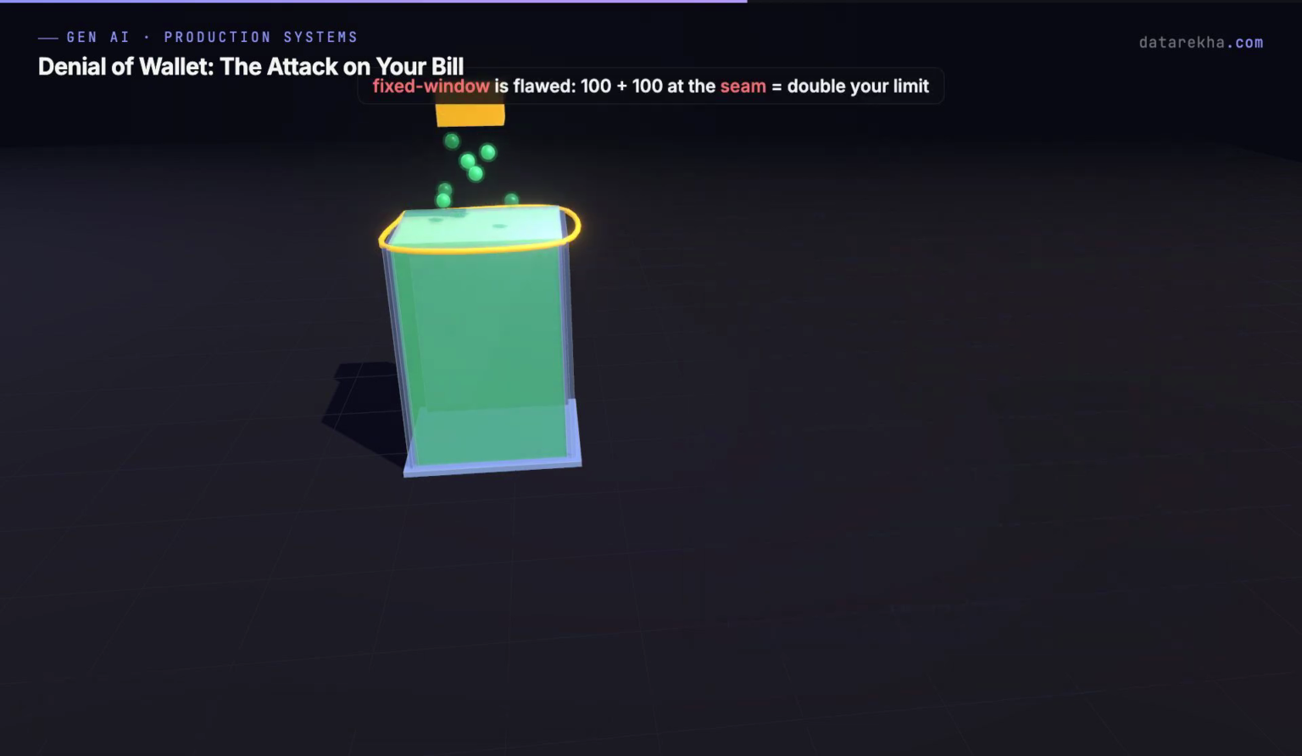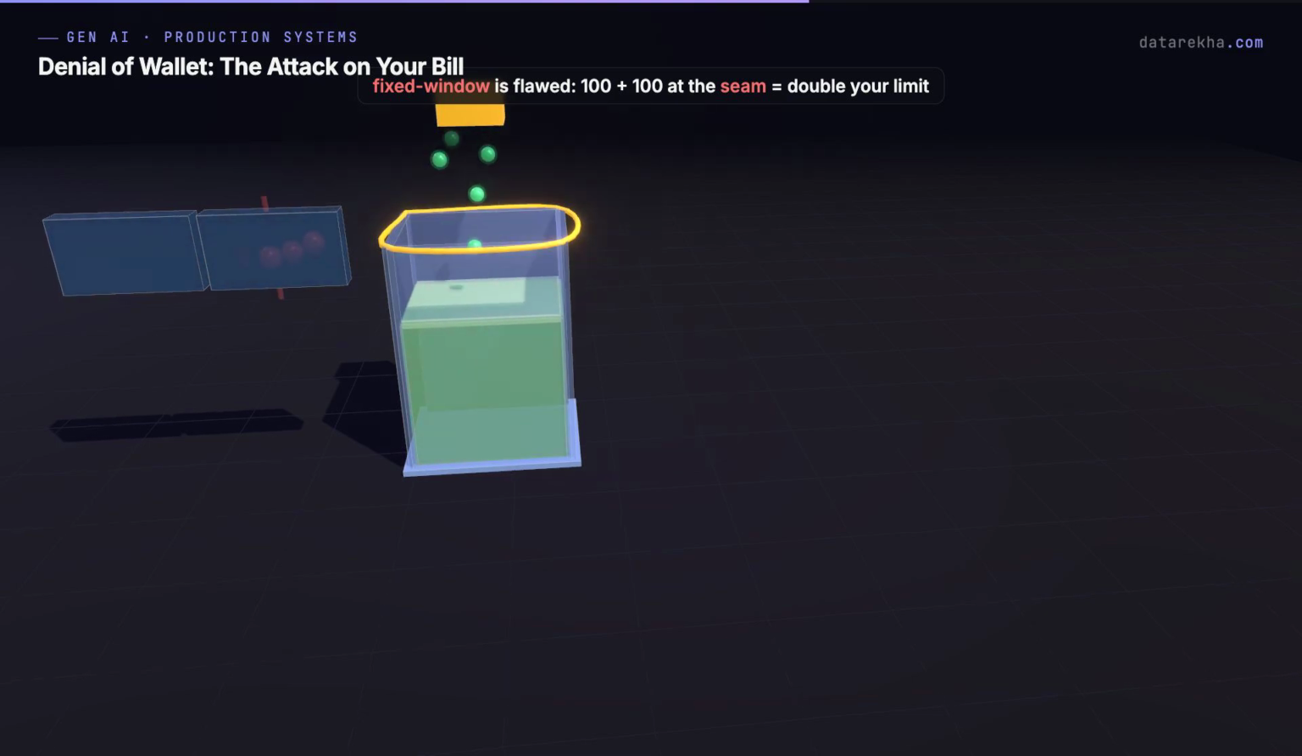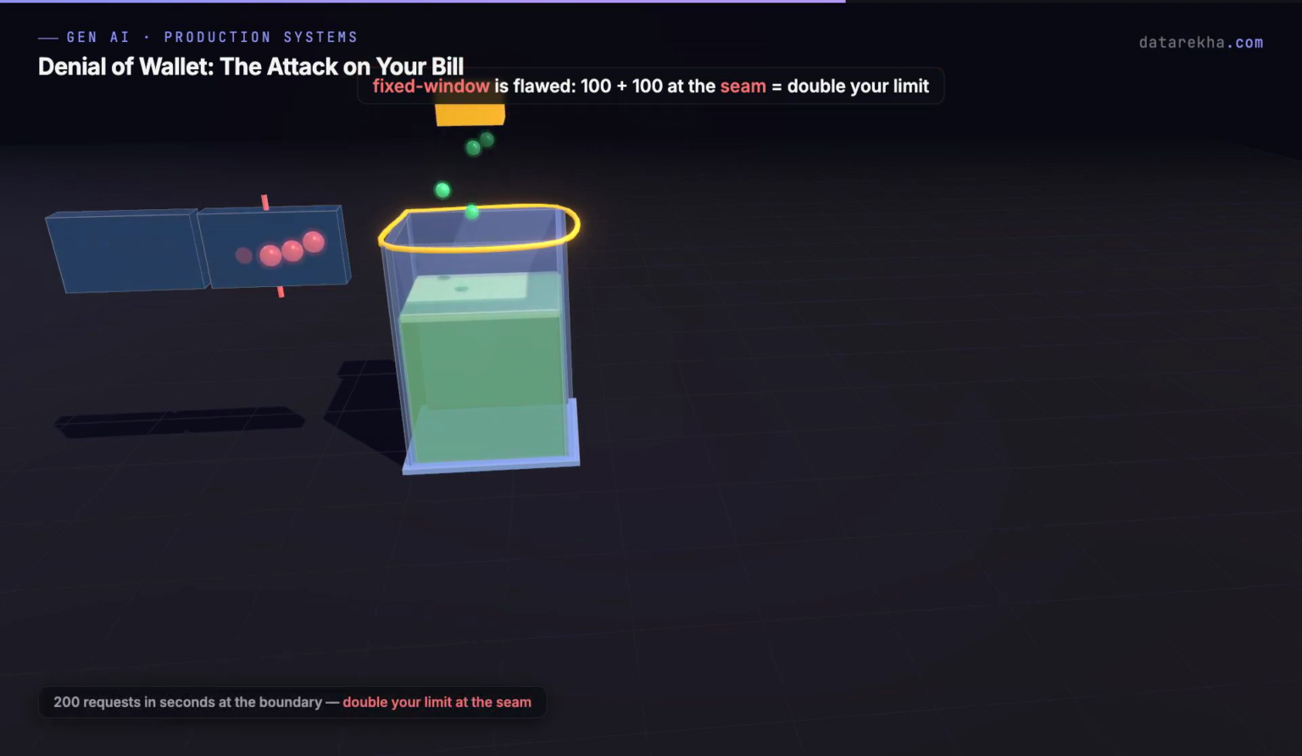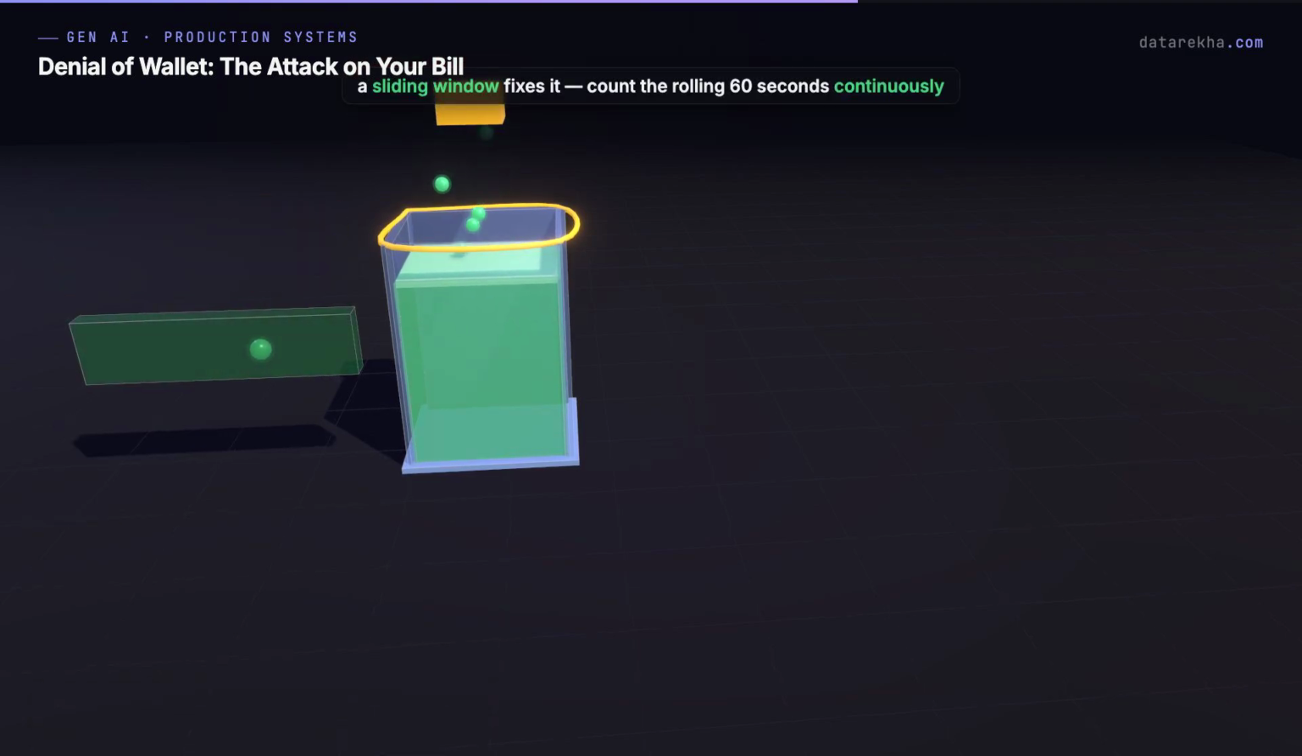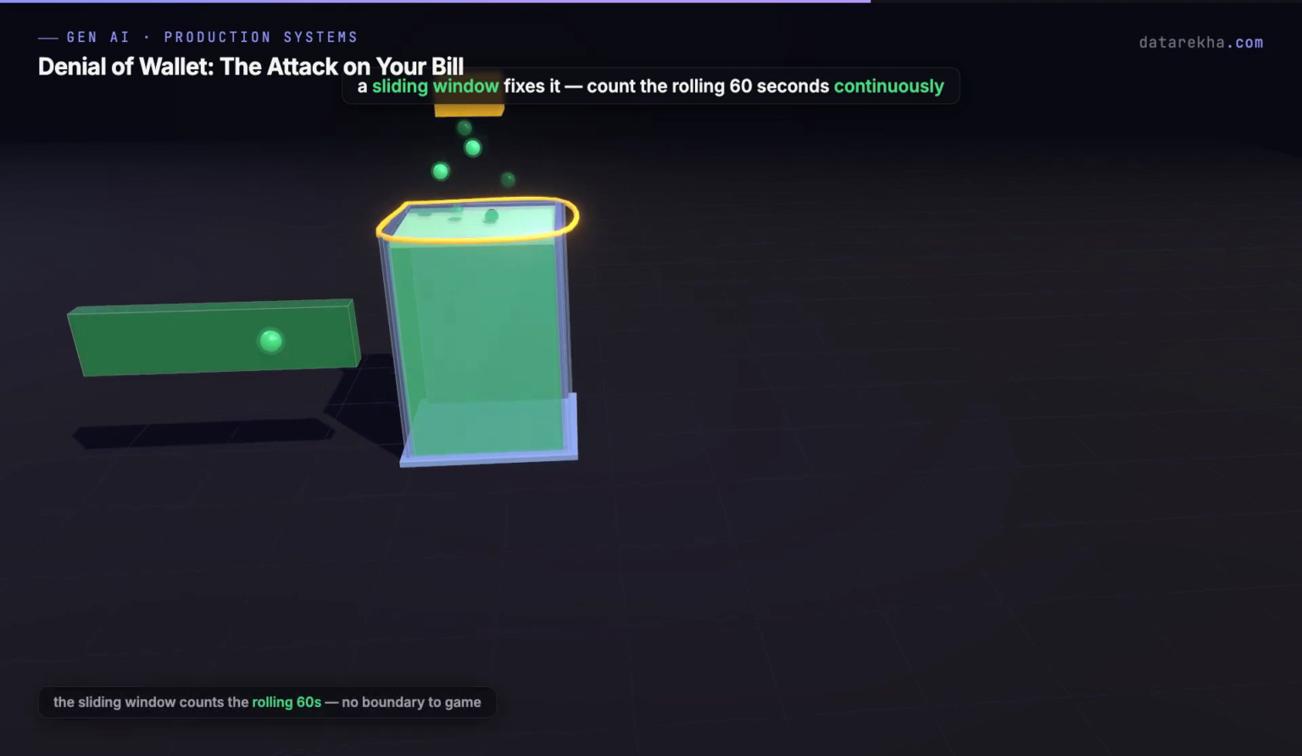Now, a tempting shortcut, the fixed window counter, a count per minute that rejects over the limit. It is critically flawed. Send 100 requests at the end of 1 minute, then 100 more at the start of the next. 200 in seconds, double your limit at the seam. A sliding window fixes it, counting the rolling 60 seconds continuously.